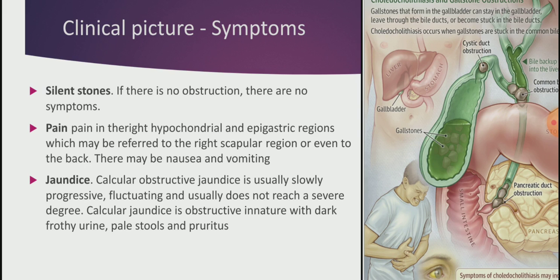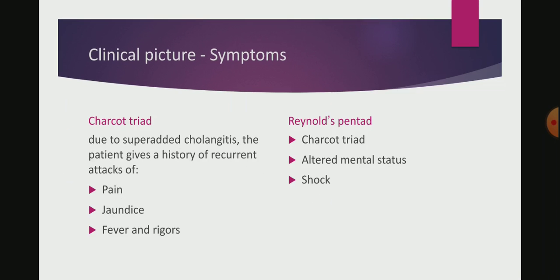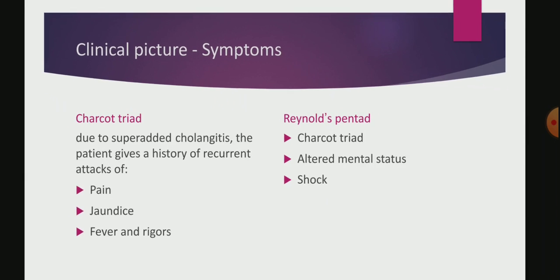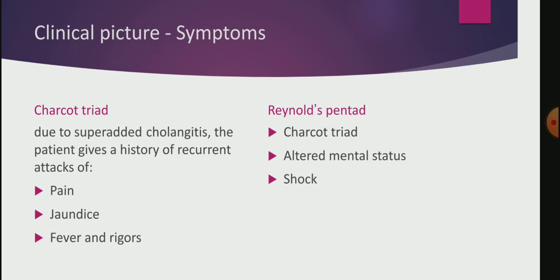Calculous jaundice is obstructive, with dark frothy urine, pale stool and pruritus. We have Charcot's triad and Reynolds' pentad. Charcot's triad is due to superadded cholangitis. The patient gives a history of recurrent attacks of pain, jaundice, and fever and rigors.